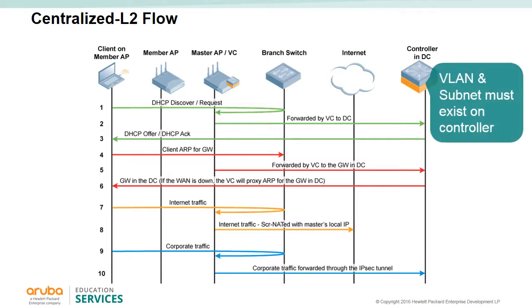The IP address given to the client must be part of a VLAN that must exist on the controller. The corporate router or controller will be set up as the default gateway. The key thing to remember is that the branch network is a layer 2 extension of the corporate network. The DHCP server and the default gateway for the clients are in the data center or controller.